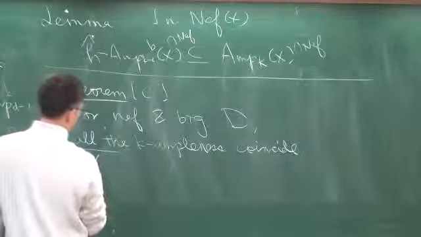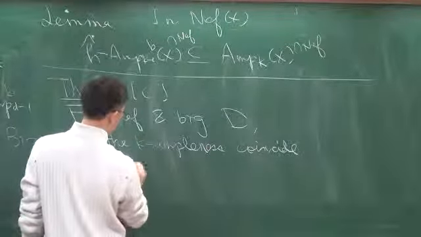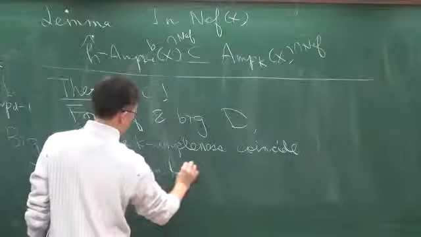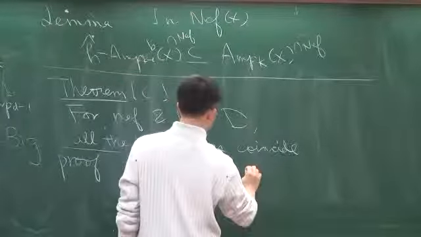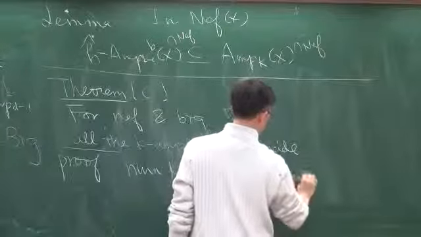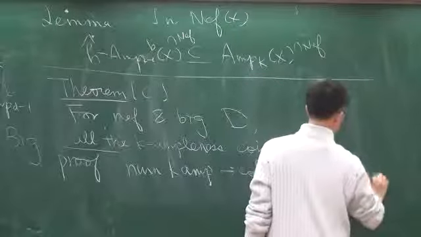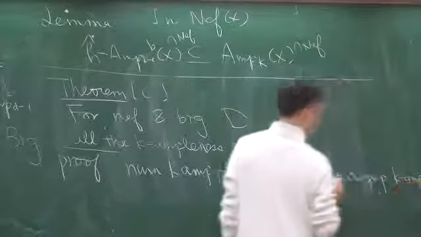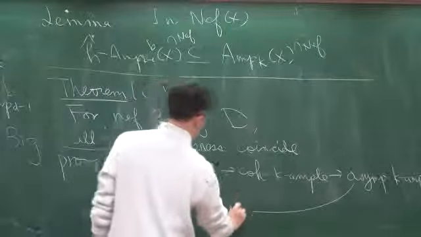But so you have three notions of K partial amplitudes. First one was numerical K amplitudes. But this implies cohomological K amplitudes. And this implies asymptotic K amplitudes. So we only need to prove that this implies this. This is the main part.